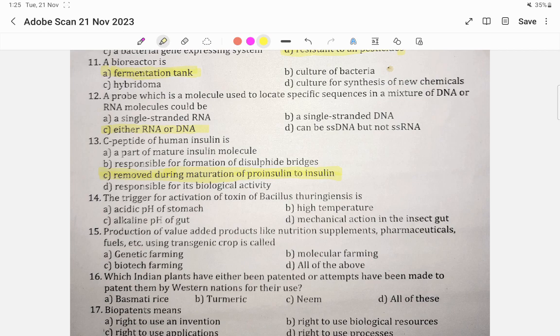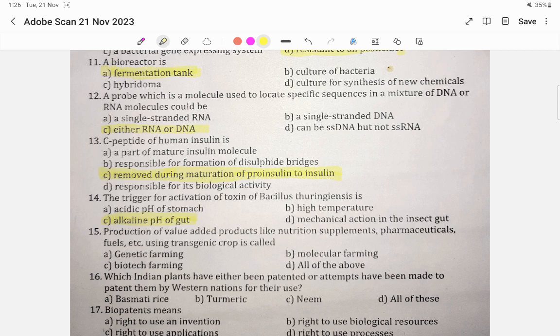The 14th question is the trigger for activation of toxin of Bacillus thuringiensis is. So it is nothing but the alkaline pH of gut. The alkaline nature of gut is the triggering mechanism for the activation of toxin, which is in the form of protoxin when it is secreted from Bacillus thuringiensis. Why they are secreted as protoxin within the bacteria is to prevent the digestion of the bacteria which has secreted it. So the alkaline pH of gut, they are going to be activated as toxin.